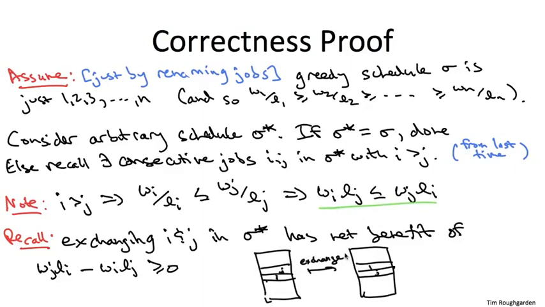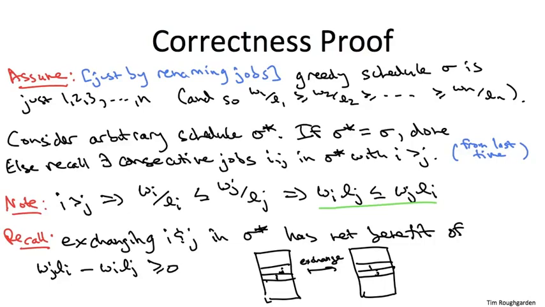So in comparison with our previous proof, what the assumption of no ties bought us was the stronger fact that when you exchange i and j, sigma star gets strictly better. We get a better schedule than what we started with. Here with ties, that need not be true.